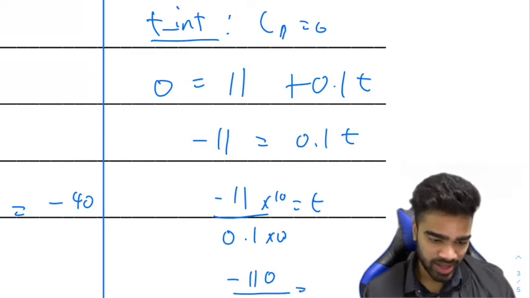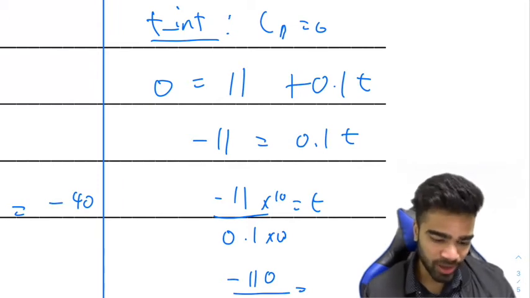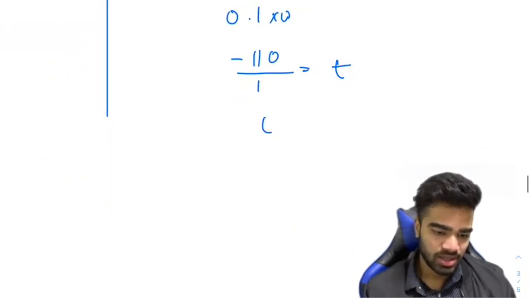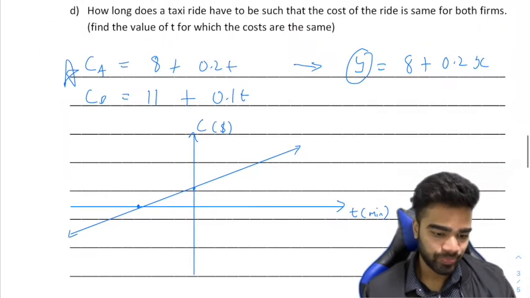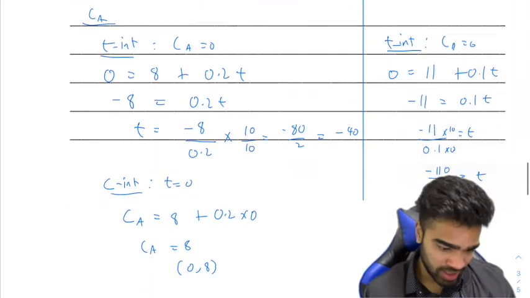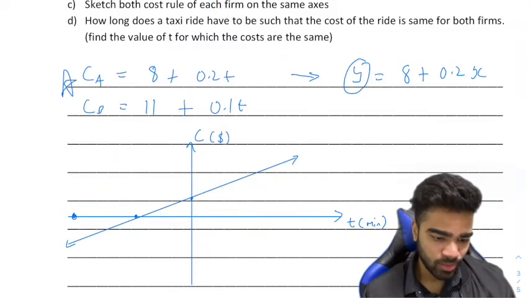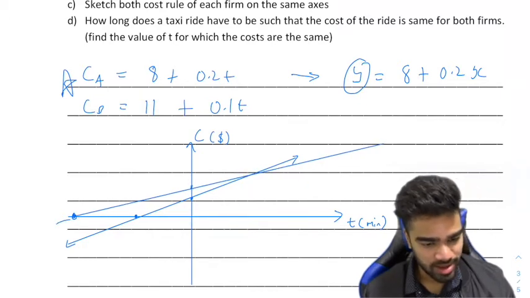Sorry, negative 110 over 1, not 10, because 0.1 times 10 is 1. So t is equal to negative 110. So for example, this one was negative 40, so negative 110 will be all the way here. And the y-intercept is a bit higher, so it's going to be higher than 8, roughly there. So kind of like that, roughly.